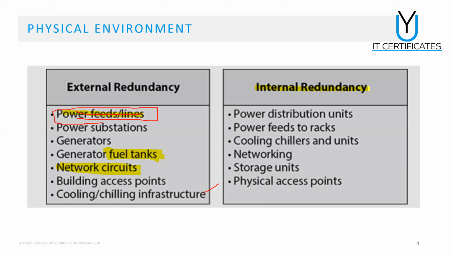On the other hand, as we covered the external redundancy for the data center from the external environment, we have to provide internal redundancy as well, such as power distribution units. This could be the power units installed inside the data cabinets, and power feeds for the racks to provide power, cooling, and networking. Here, when we say networking, it will be the internal network. Before it was the external network, but here it will be the internal network.